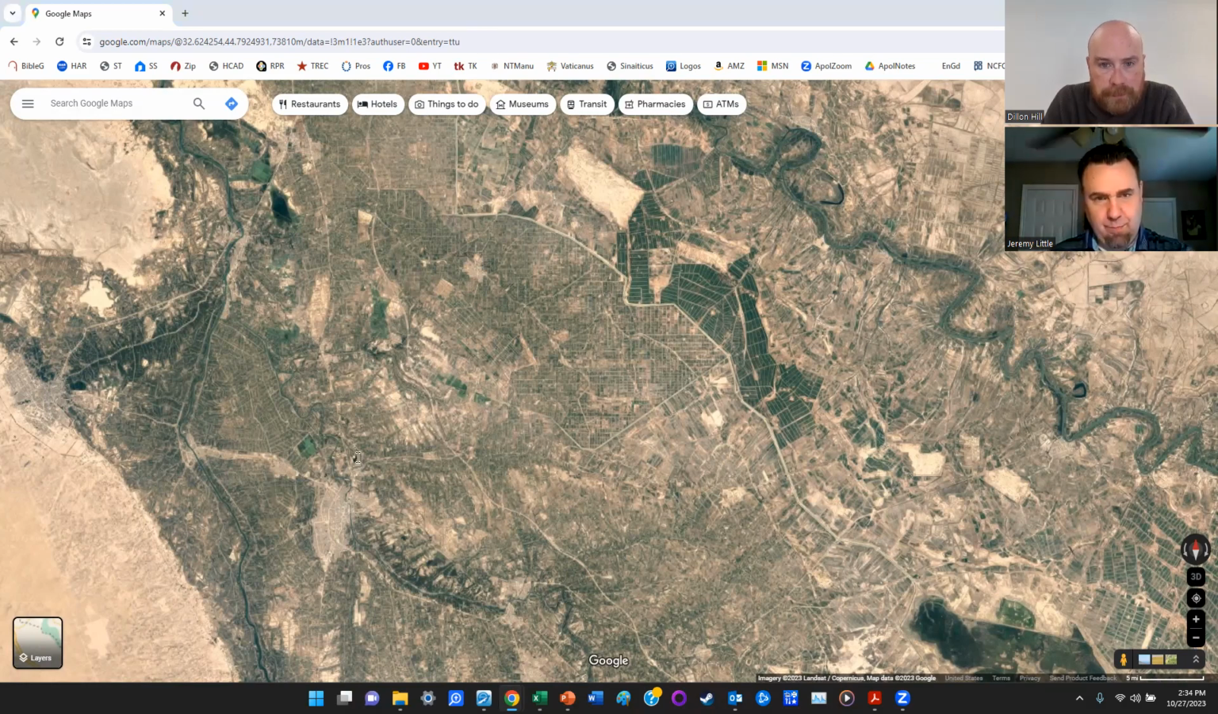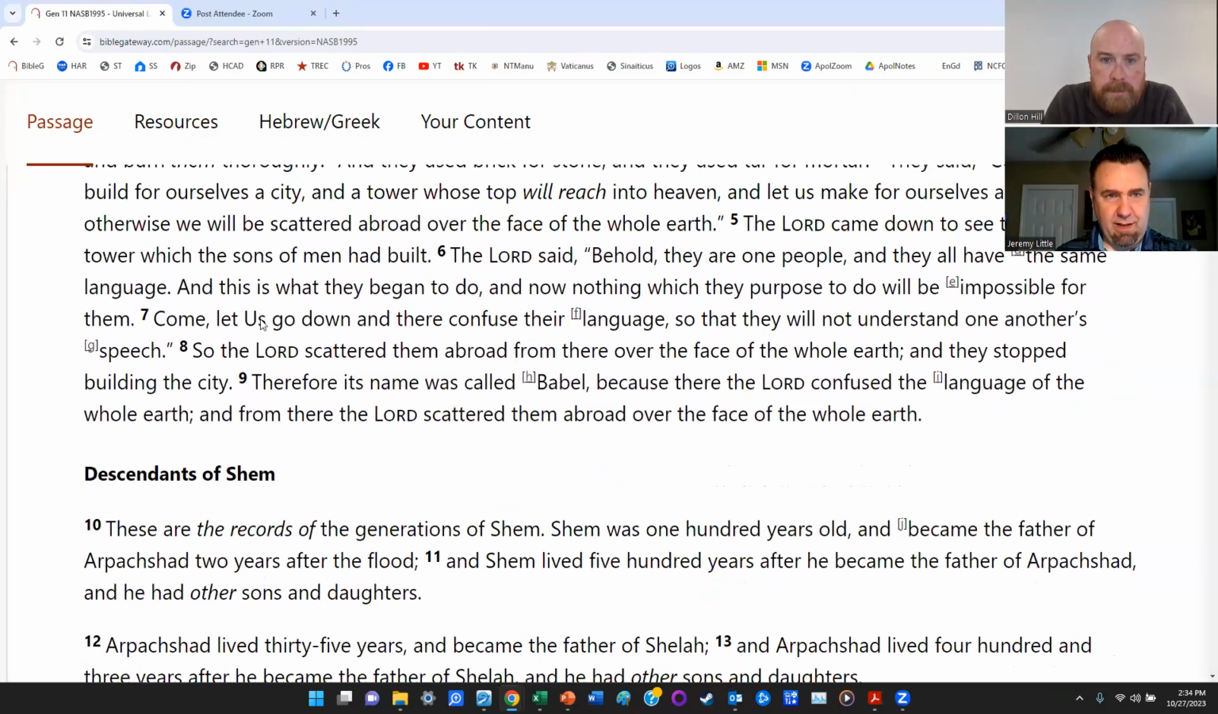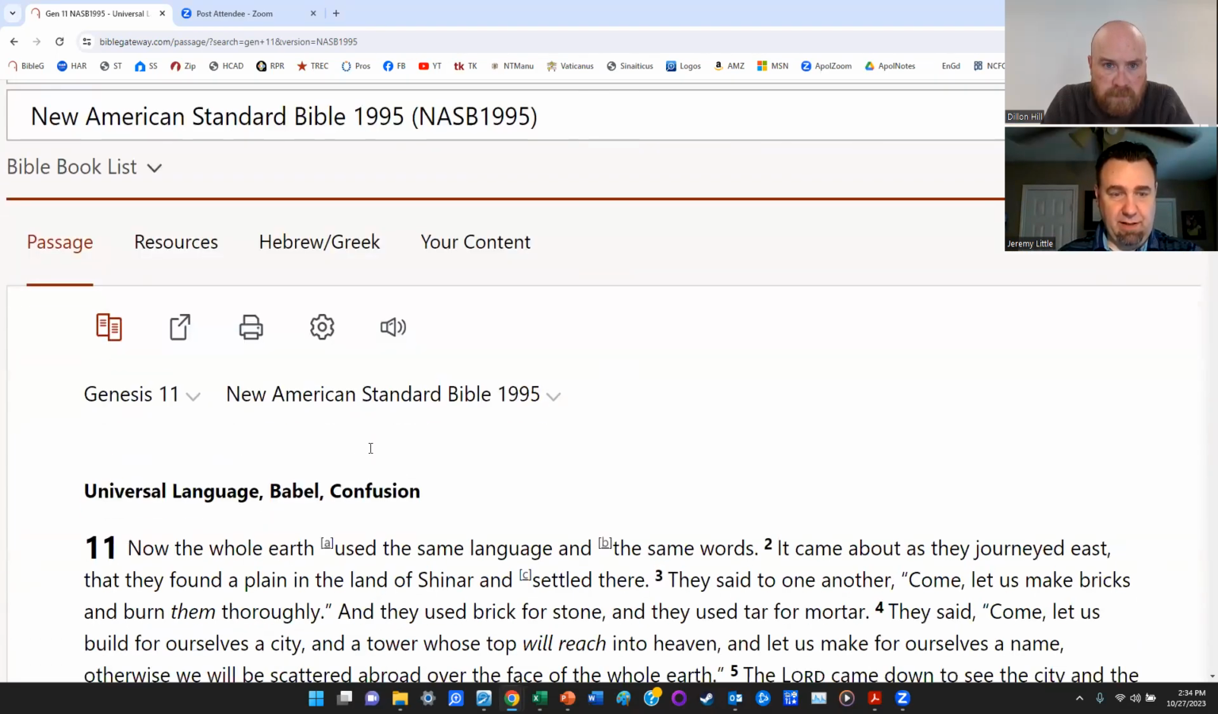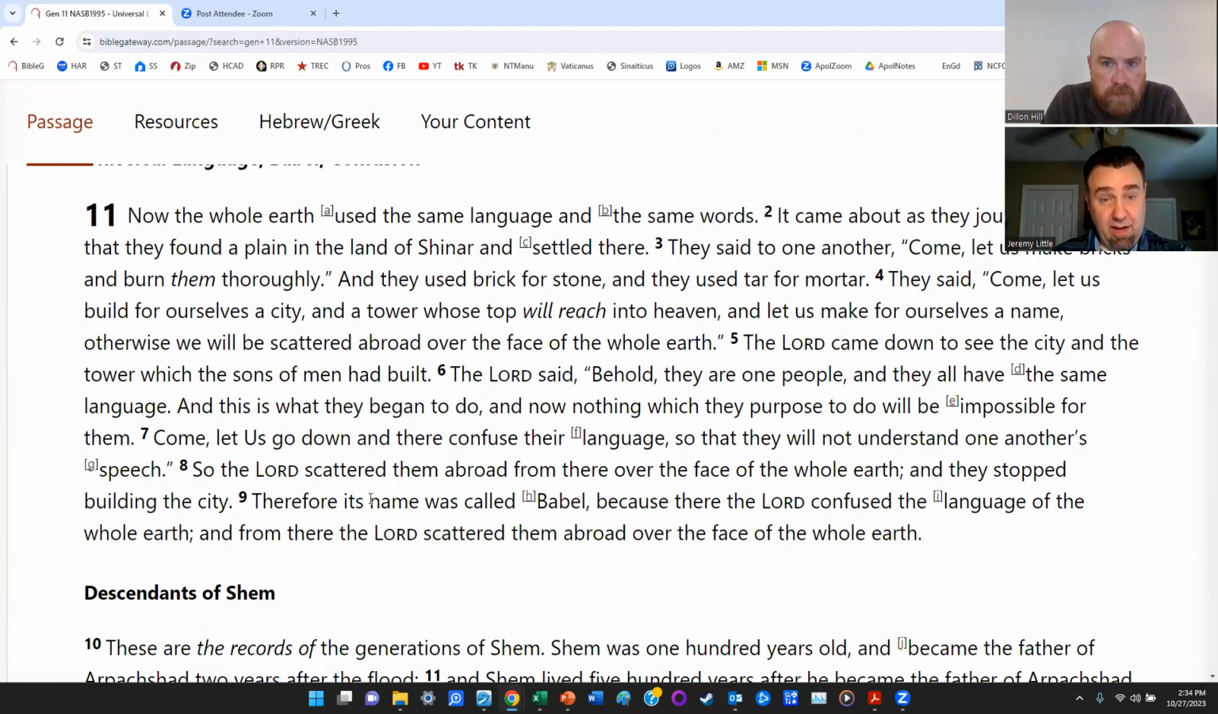But the fascinating thing is, if you go back to Genesis 10, Genesis 11 does give us verse 9. Therefore its name was called Babel, because there the Lord confused the language of the whole earth. And from there the Lord scattered them abroad over the face of the whole earth. So from there the Lord scattered them, and them would be the people that were there, right?